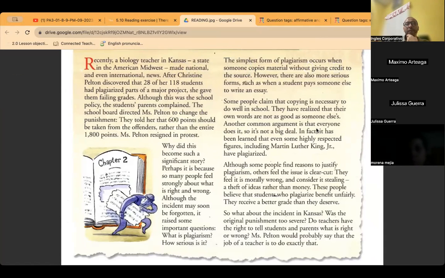Recently, a biology teacher in Kansas, a state in the American Midwest, made national and even international news after Christine Plenton discovered that 28 of her 118 students had plagiarized part of a major project. She gave them failing grades. Although this was the school policy, the students' parents complained. The school board directed Mrs. Plenton to change the punishment. They told her that 600 points should be taken from the offenders rather than the entire 1,800 points. Mrs. Plenton resigned in protest.